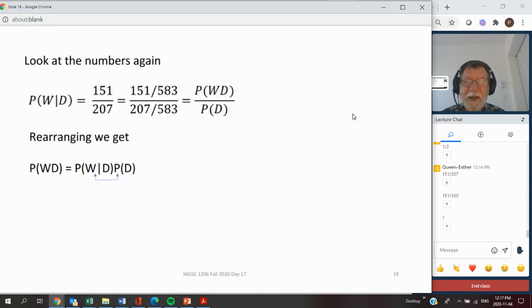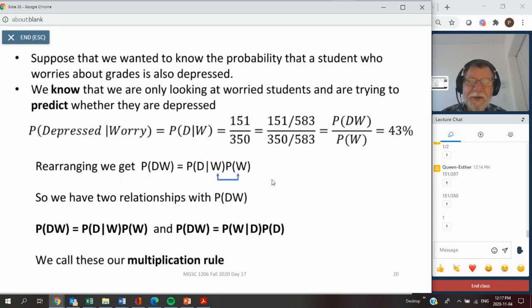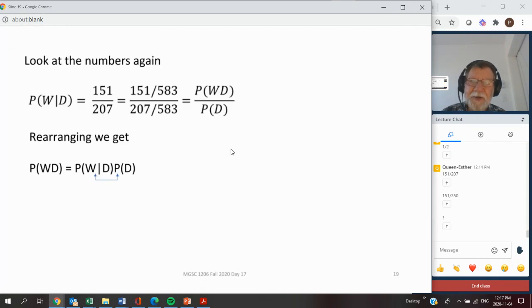And so that ends up being, oops, I'm going to come back to this. So this one here, I'm going to do depressed given worried. It's the 151 out of the 350. So let me flick back and just show you something again with those numbers and playing with them. I like to play with numbers.